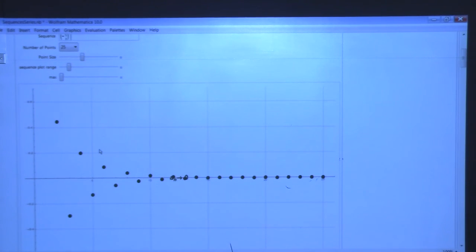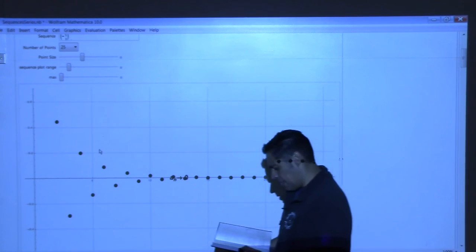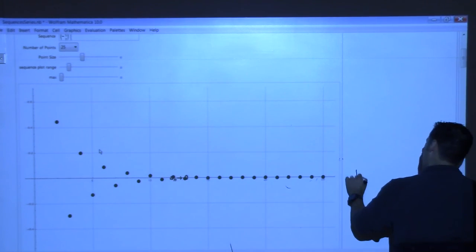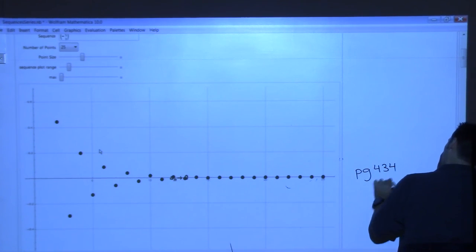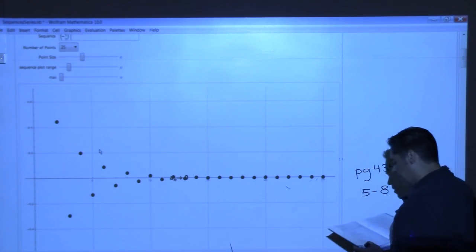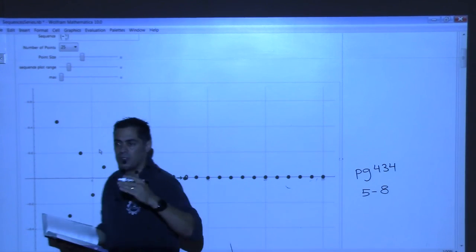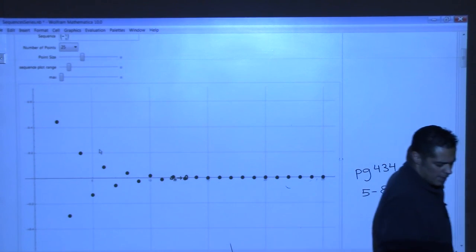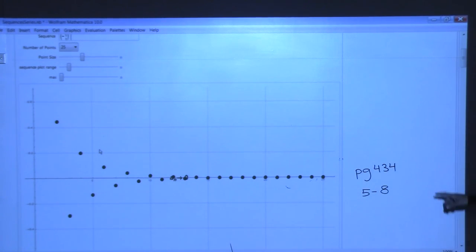All right, I think that's probably a good place to stop. For your homework for tonight, if you want to start working out of this section, honestly, 5 through 8, and that's it. Page 434. Because the rest of the problems are asking you to talk about convergence or divergence of a sequence, but I haven't shown you everything yet. We still have a lot of other things to talk about. These problems give you a sequence and ask you to come up with a formula. Okay?